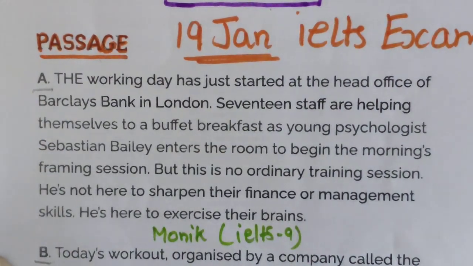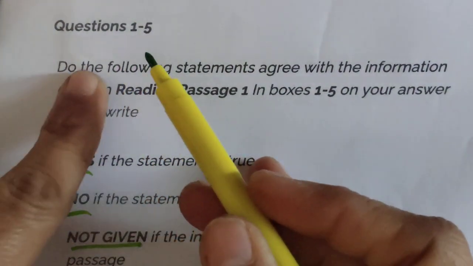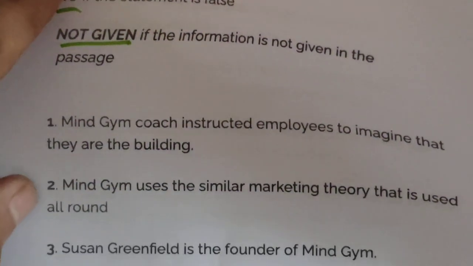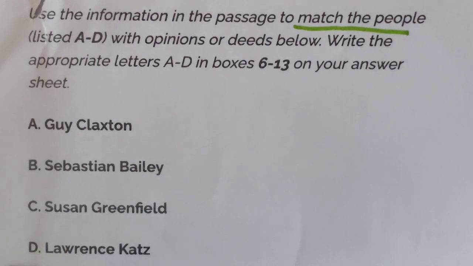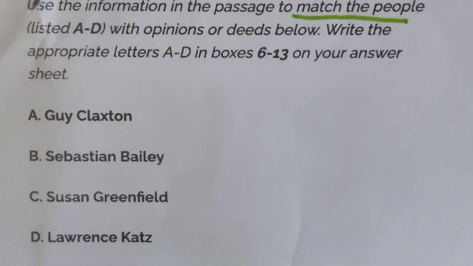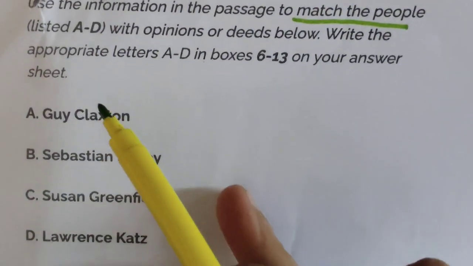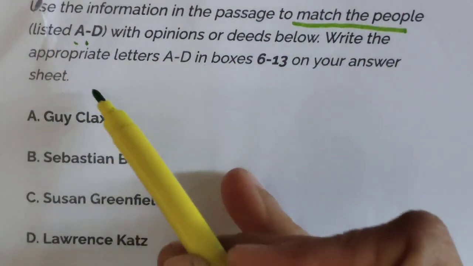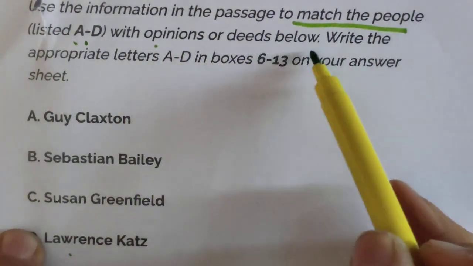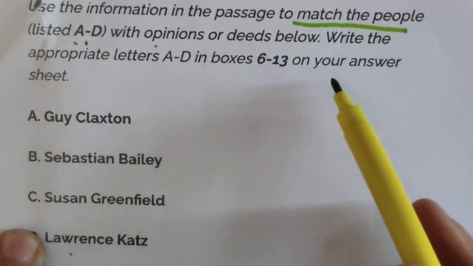Now let's look at the type of questions we have. First we have yes, no, not given, and questions 1 to 5 are there. So you can see this. The next type of question is a list of people, and we have to match them with these sayings. The instructions say: use the information in the passage to match the people listed A to D with opinions or deeds below. Write the appropriate letters A to D in boxes 6 to 13 on your answer sheet.